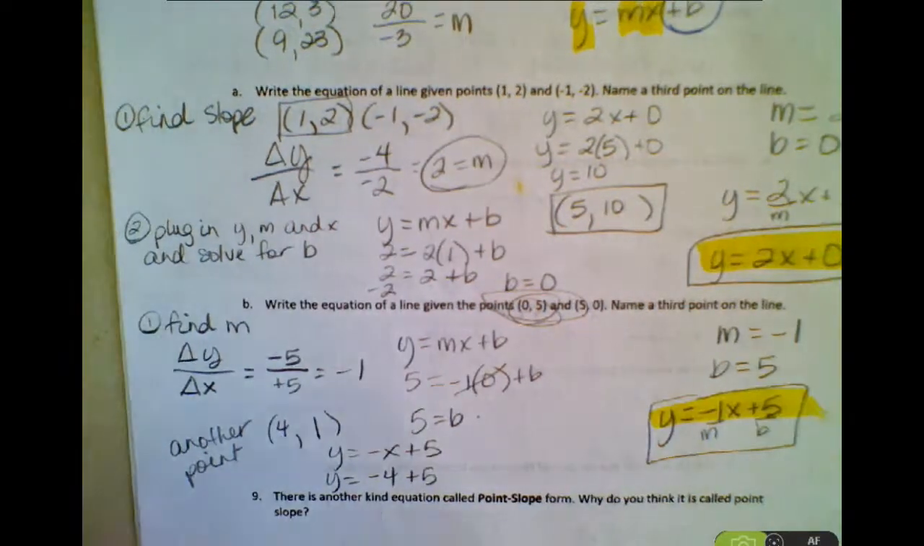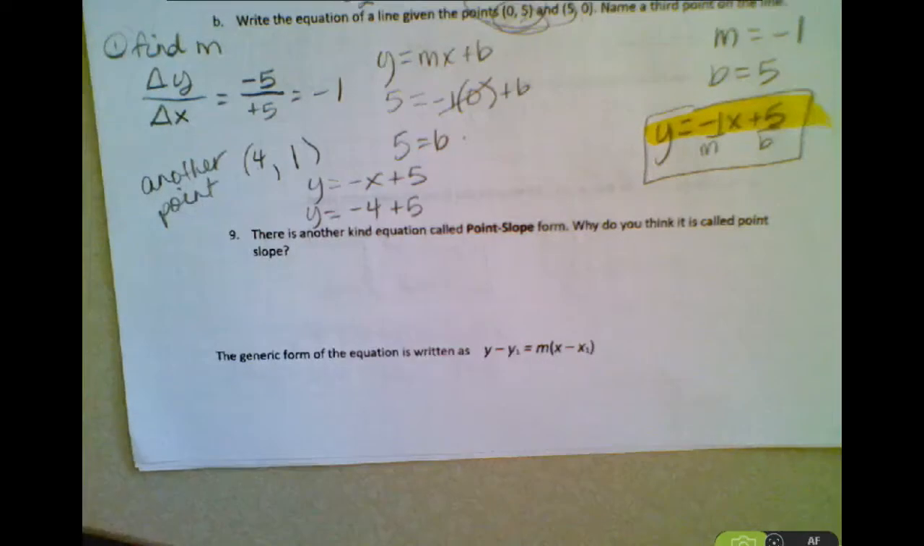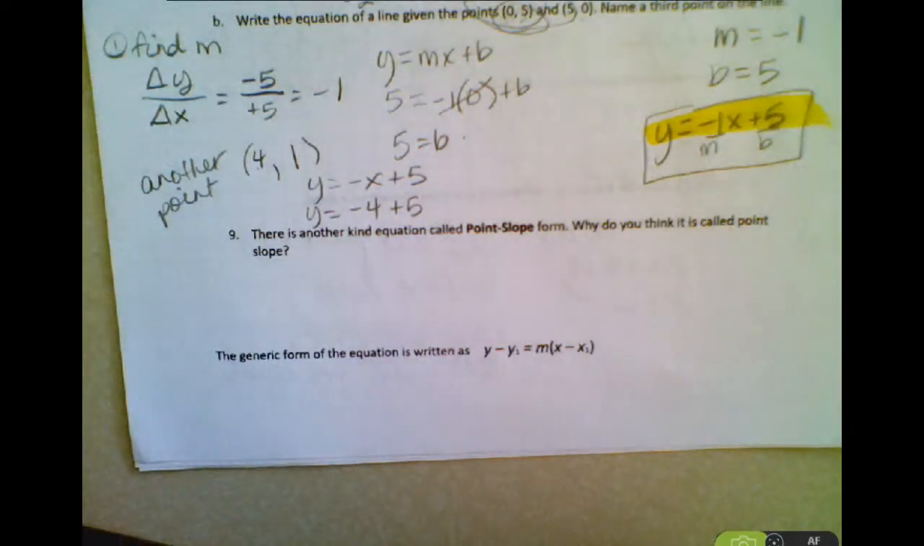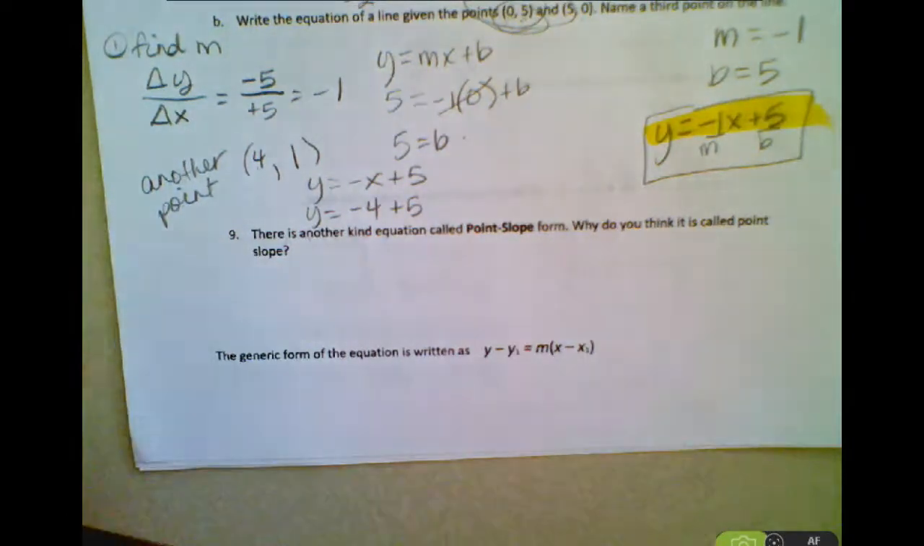Okay? Good? Okay. There's another equation called point-slope form. Why do you think we call it point-slope form? Because it has a point and it has a slope. We try to call them what they actually are. We don't try to trick you. So point-slope form is useful sometimes. For some people it might be easier. And so this is your point-slope form right here.